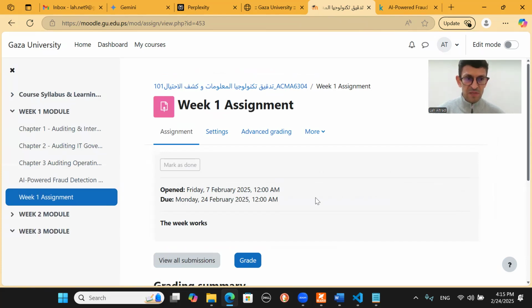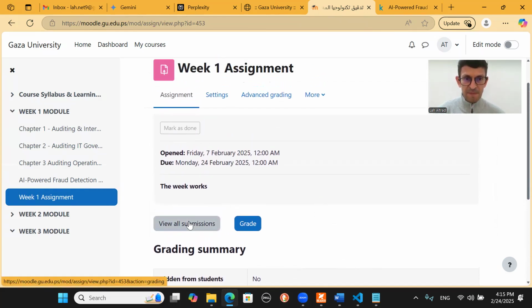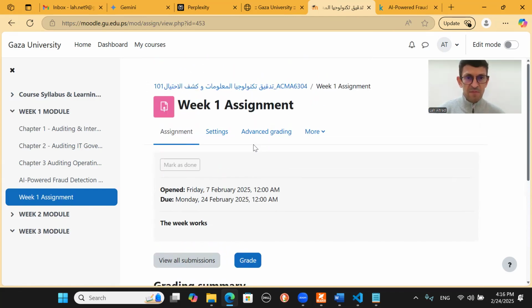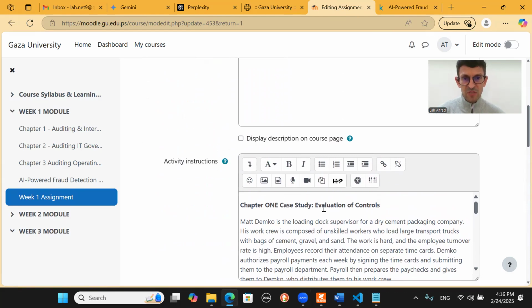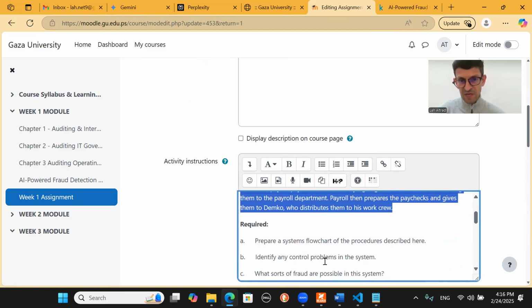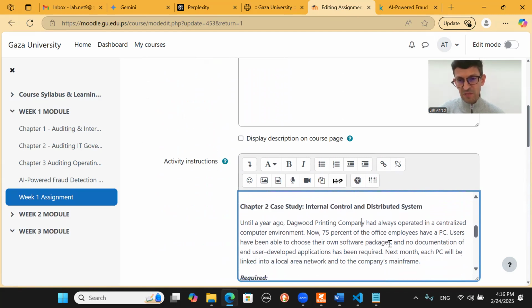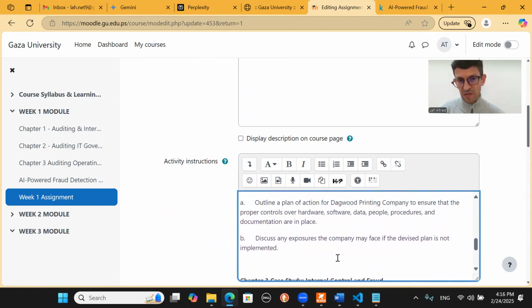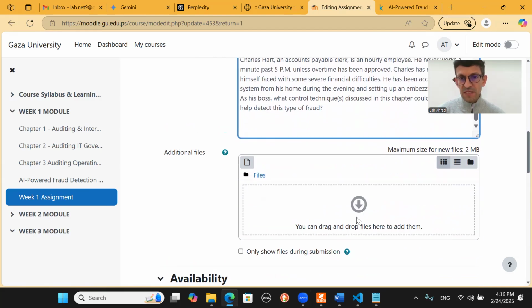And we also have module assignments in the last part of this module, an assignment. And this assignment is listed right here. Again, please excuse me because I'm new to Moodle. So where can I see the assignments, yes, right here, I guess, under this one. So the assignment has, from chapter 1, the case study, evaluation of controls. There's a case study that you need to read and find out what you need to answer. Chapter 2 also has another case study, internal control and distributed system case study. It also has only two requirements. And the chapter 3 case study is also listed here. That's all we have here.